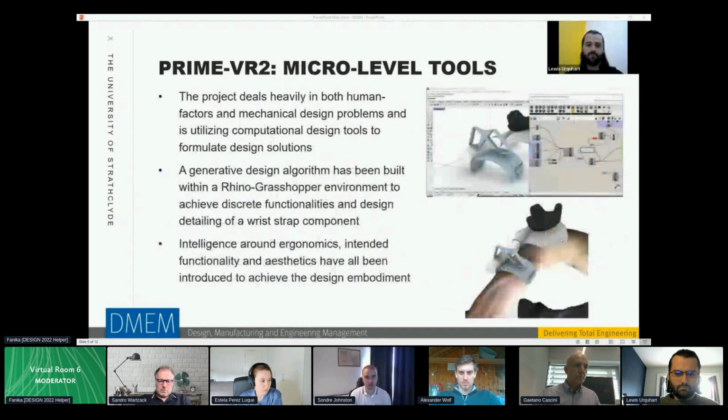And also at the micro level, we've been developing generative design algorithms within Rhino Grasshopper to achieve discrete functionalities and complex design detailing around wrist strap componentry, for example. So intelligence around ergonomics and tendon functionality, even aesthetics, has been built into this algorithm to achieve this unique embodiment. So this is a nice integration of HCD and these general computational design principles.